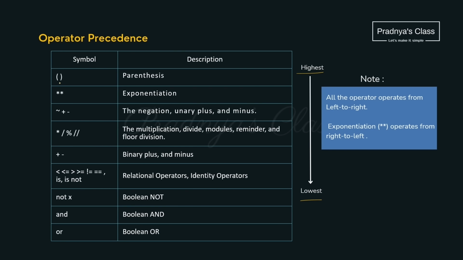So look at the table. The highest precedence is having parentheses. So let's write P for it. The second precedence is given to the exponentiation operator. So let's write E for that. For us, these operators are not that important, so let's skip it. Moving ahead to the next category.